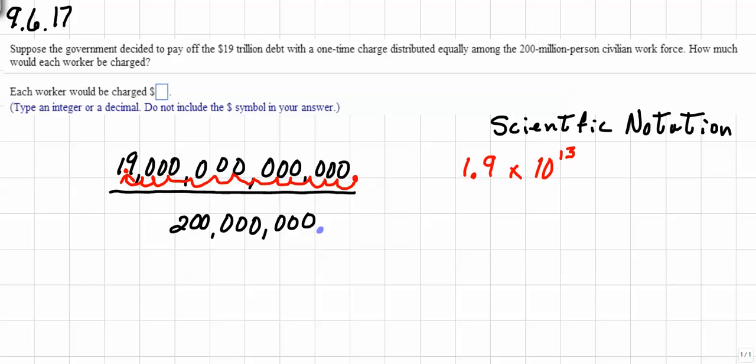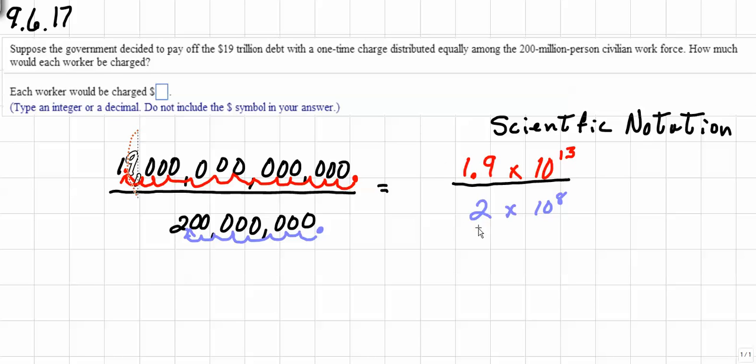And then we're going to divide that by 200 million in scientific notation. Now, we're going to do the same thing. We're going to start here. We're going to move the decimal point to the left 1, 2, 3, 4, 5, 6, 7, 8 places to get 2. So now I have 2 times 10 to the 8th. And as I said, this is simply a division problem. So we can rewrite it as this, and then we're going to split it up.